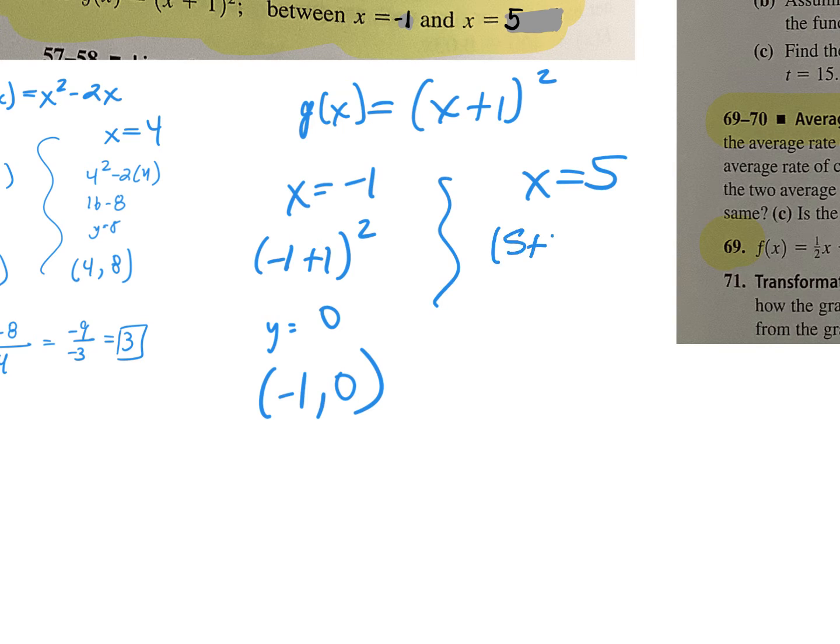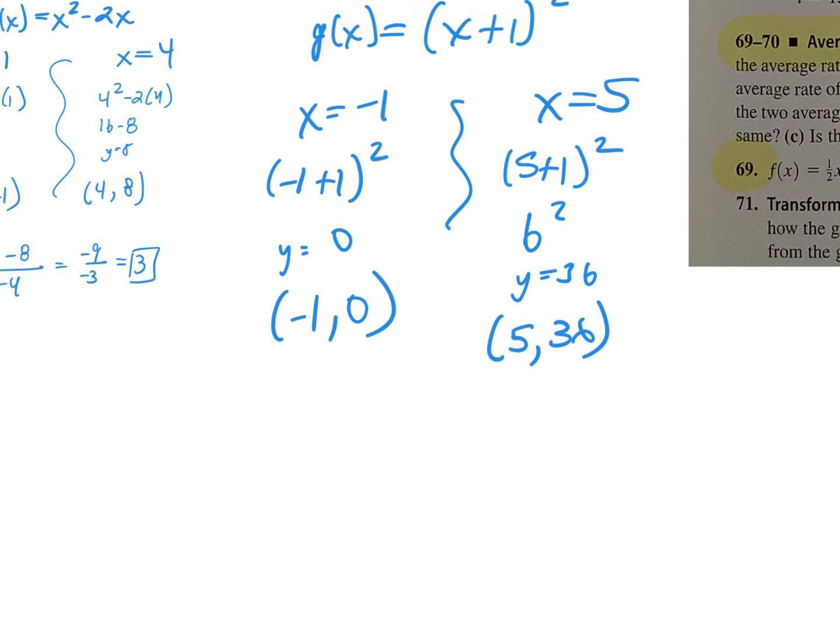Okay, so next I'm going to evaluate, excuse me, where x is 5. So I have 5 plus 1 squared. What is 5 plus 1? 6. I gotcha. And then 6 squared is? 36. Good. So when I plug in 5, I get out 36. Have I found the average rate of change? No. What do I need to do?